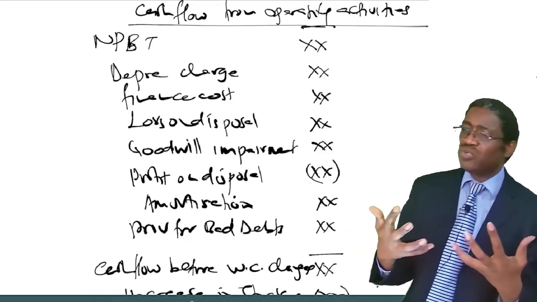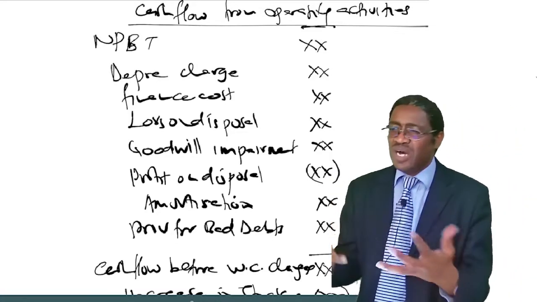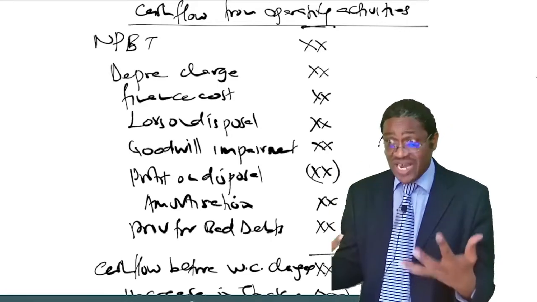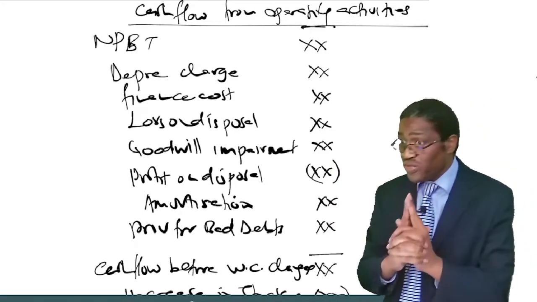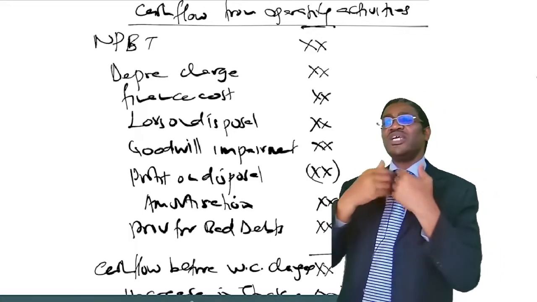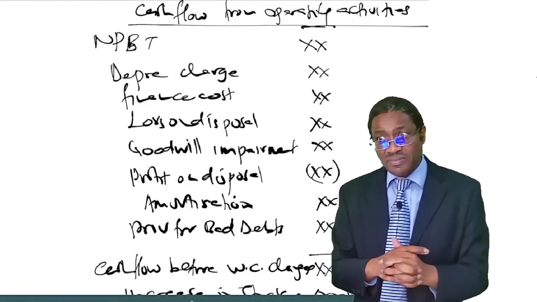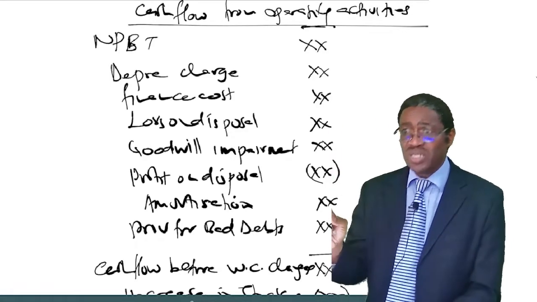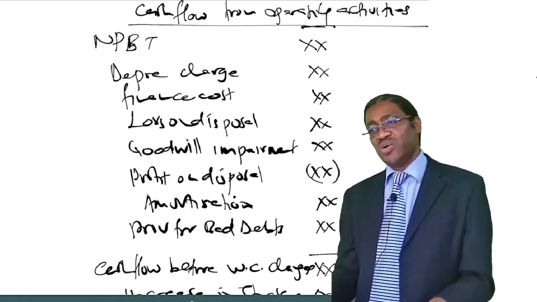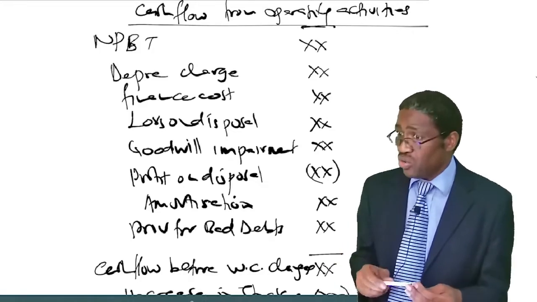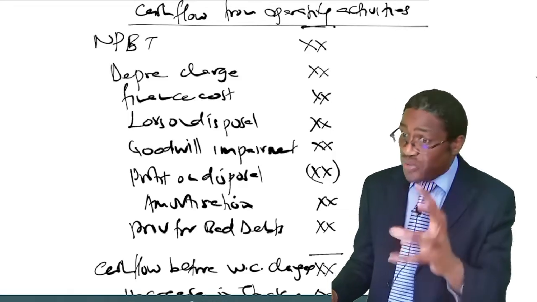So if an item went to the P&L account as a debit, yet you never paid for that item in cash, what effect did it have on your profit? If you debited the P&L account with that item, then it made your profit less. To correct, you add it back. The most common one is depreciation. You should never miss that in any question. The other common one is the finance cost. Those two are common in almost every question.